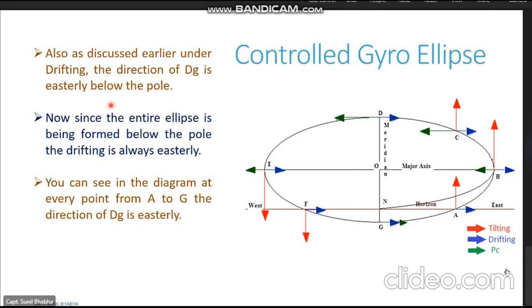Regarding the drifting, you see that at every point the direction of the drifting vector is easterly. Now why is that so? Why is the drifting easterly? Now if you remember the elliptical path and the circular path, I showed you a blue color circle and the red color ellipse. That time I specifically told you that the entire ellipse is made below the pole. The entire ellipse is made below the pole, and we know whenever the spin axis is pointing below the pole, the drifting will always be easterly. So this is the reason why you see the direction of drifting as easterly.